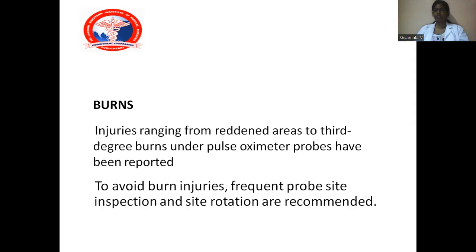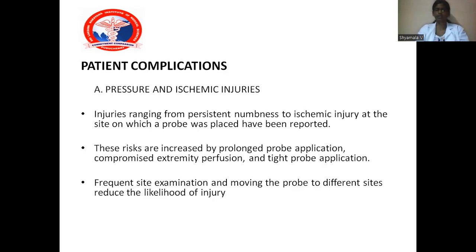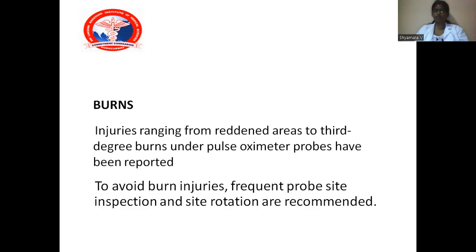It should be used with caution in patients with cyanotic congenital heart disease, and patients with dark skin will have inaccuracy of readings. So coming to the complications, there are two main complications. One is ischemic injury or pressure effect. It ranges from mild numbness to ischemic injury at the site on which the probe is applied. It is especially seen when the probe is applied for a prolonged duration and when there is tight application of the probe to the patient.